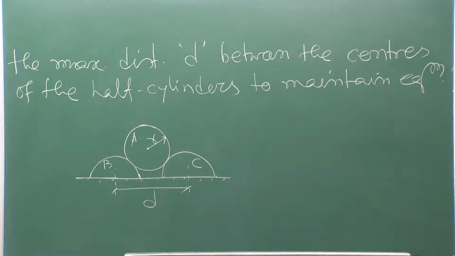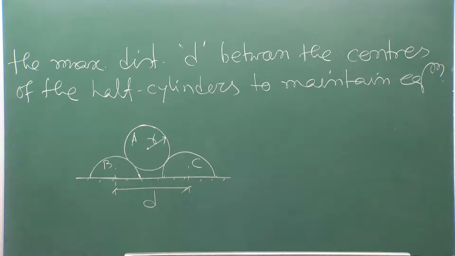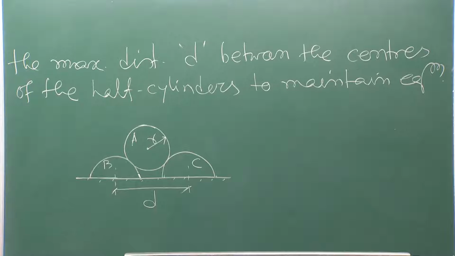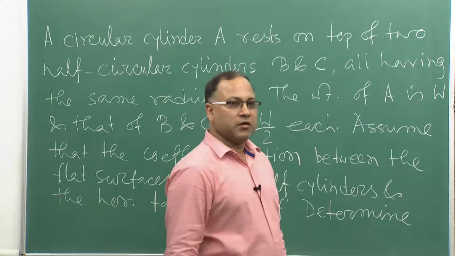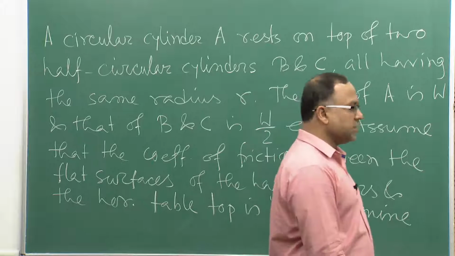That means equilibrium means cylinders B and C will not move in the horizontal direction, so that cylinder A will not fall down. Inward or outward movement is not permitted for cylinders B and C. So, you have to maintain the equilibrium condition. So, this is the problem.